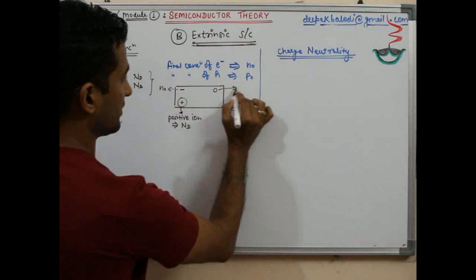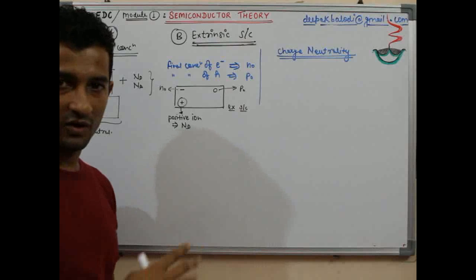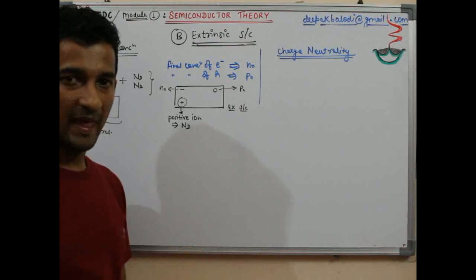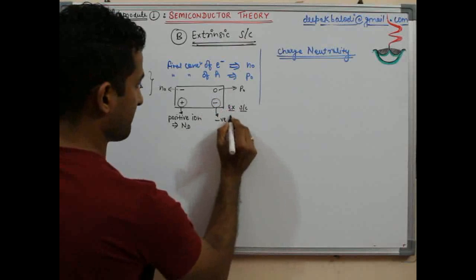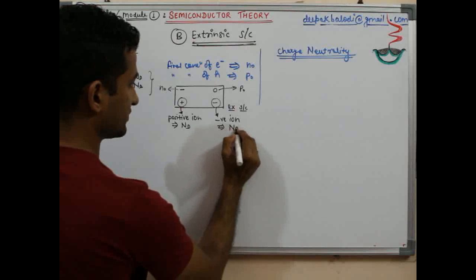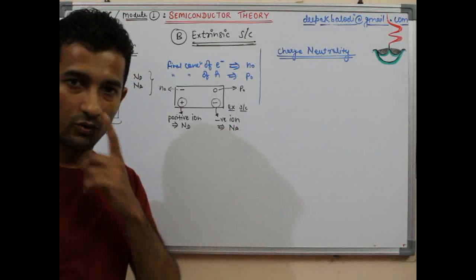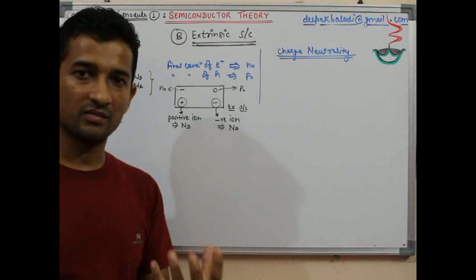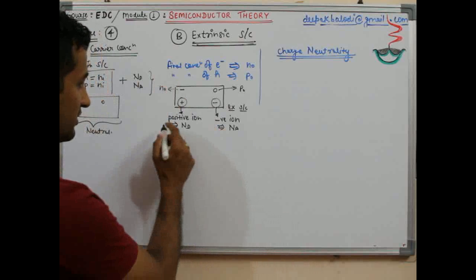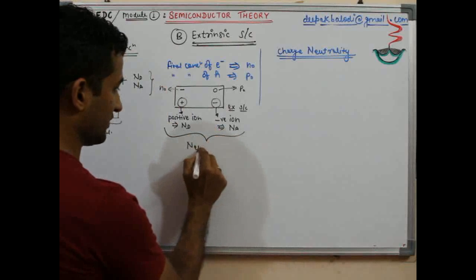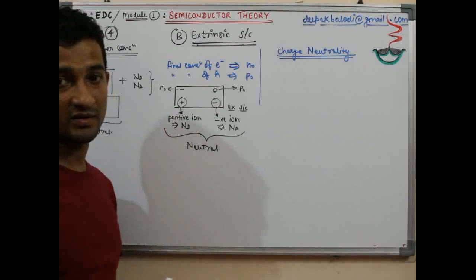Similarly, the holes are P naught, the final hole concentration. If the holes have got detached from their parent external atom, they leave behind a negative ion, because almost all acceptor impurity atoms are donating one hole. When they donate one hole, the remaining atom becomes a negatively charged ion. So we know that in totality this has to be neutral. This is what we have argued: the whole piece of extrinsic semiconductor is neutral.